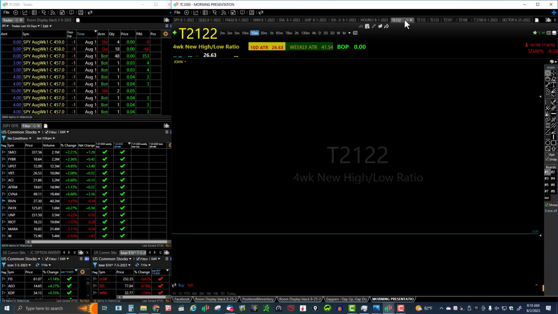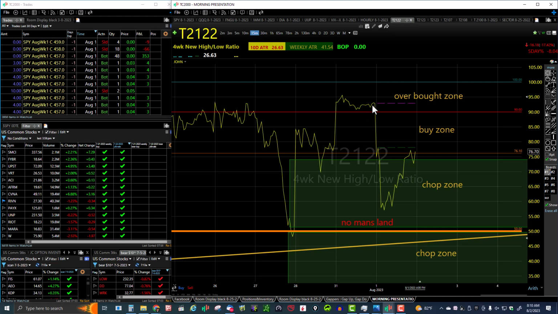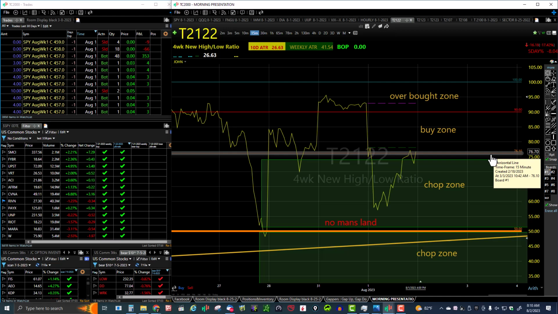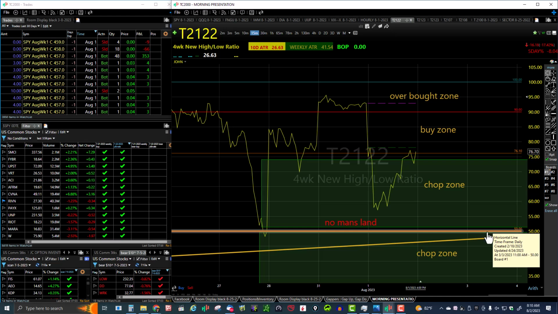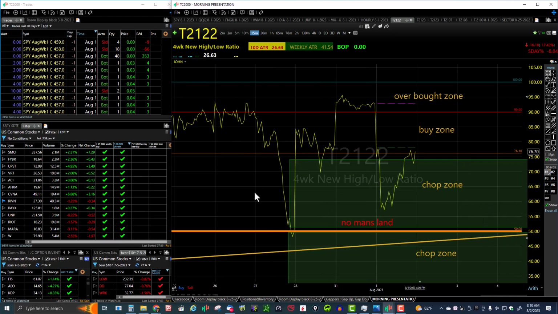Now let's look at our T2122. Yesterday we fell out of the overbought zone into the chop zone, well, briefly into the buy zone, and then well into the chop zone, and we managed to climb our way back into the buy zone. Not sure if we're going to stay there or open up there this morning. I think we're probably going to open up somewhere here in the middle of the chop zone, probably test this 50, this halfway point, and maybe even test one of these two, either the buy zone brown line or the 50-yard line in the chop zone area.